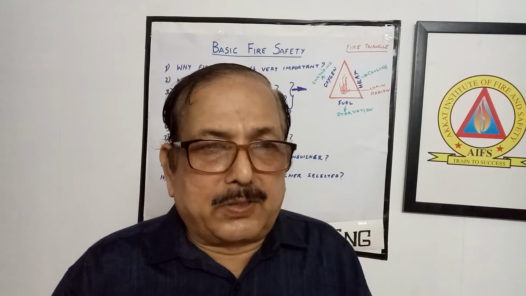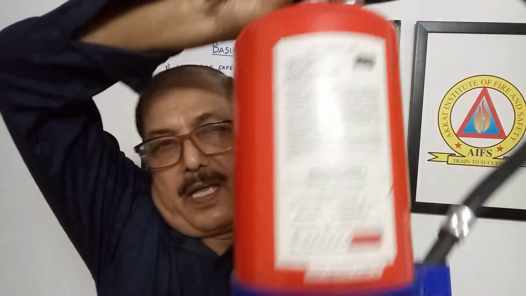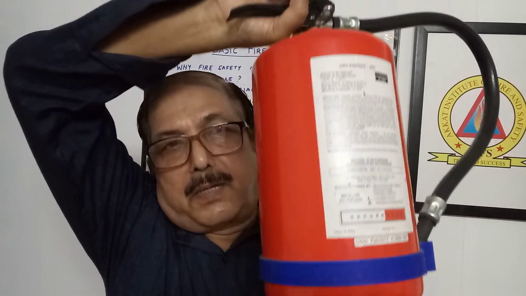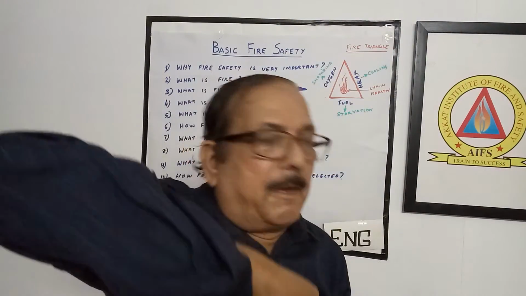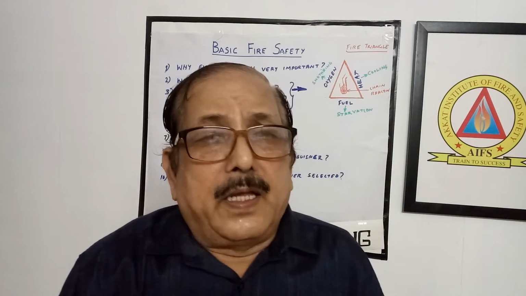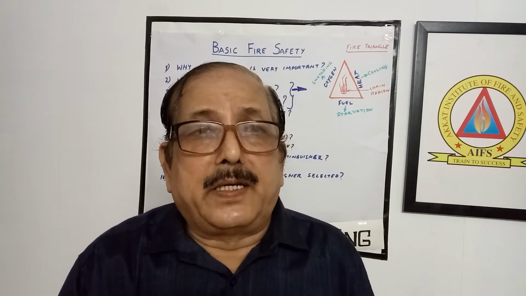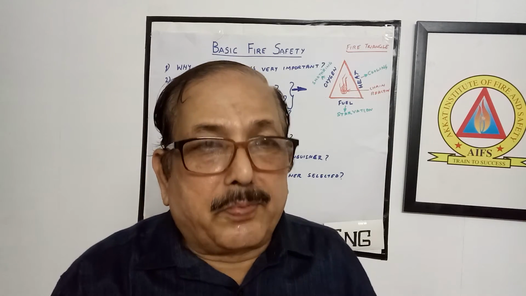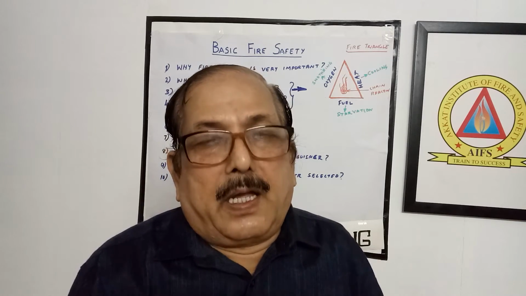You can see here I am just showing a DCP. Here you can see the blue band. A similar type of band will be available on the CO2 extinguisher also. In case of a foam extinguisher, the band color will be cream. In case of DCP, as I just showed you, it will be blue.